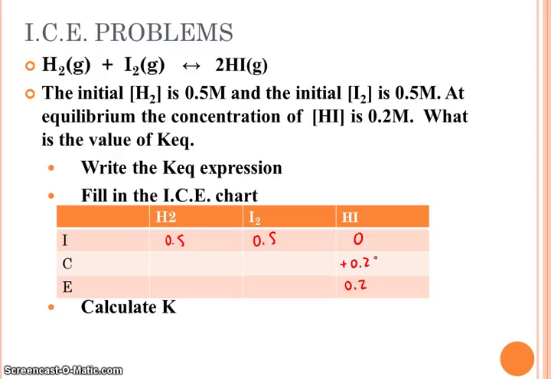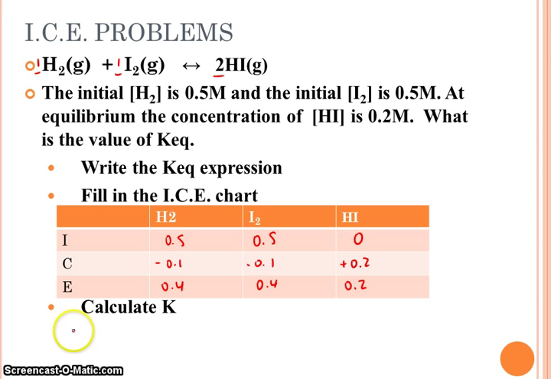And the change is a stoichiometric change. So if we look at the balanced equation, for every 2 moles of hydroiodic acid we produce, 1 mole of iodine and 1 mole of hydrogen must have been consumed. So half of 0.2 is 0.1 and 0.1. So at equilibrium, we're going to have 0.4 and 0.4 of both our hydrogen and our iodine.